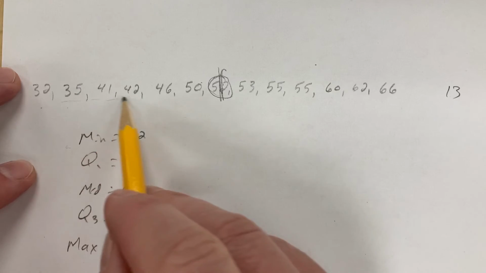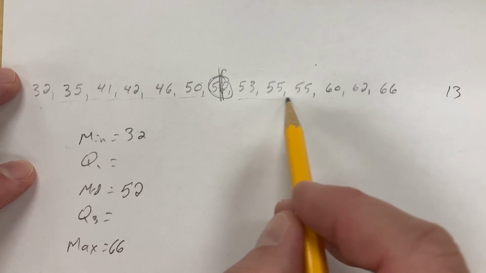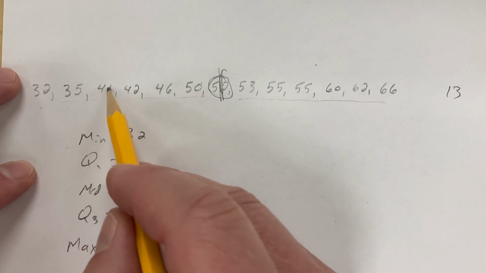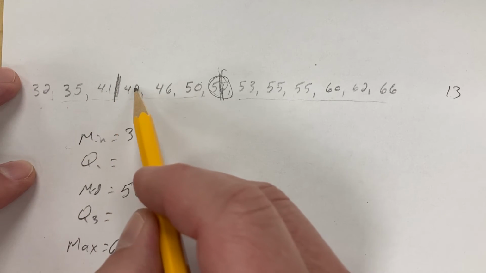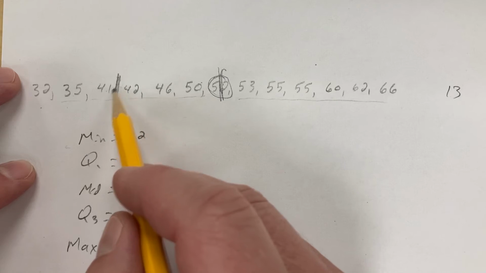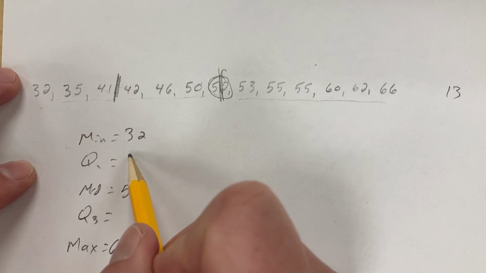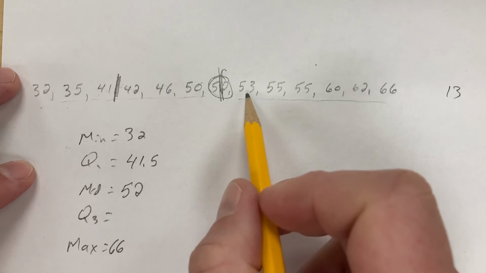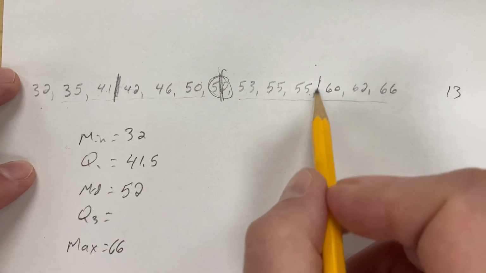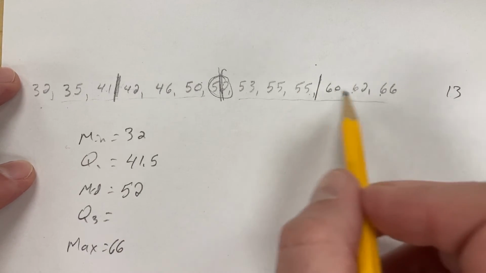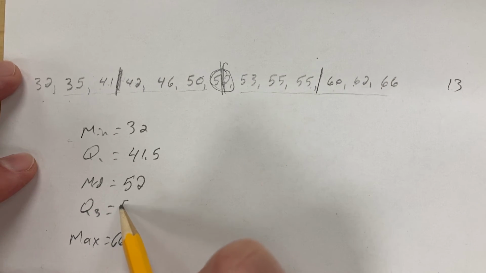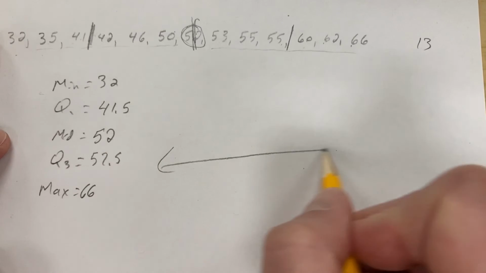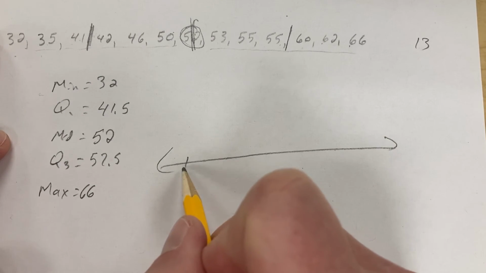We're looking at these 6 numbers as the bottom, these 6 numbers as the top. In these 6 numbers, I'm going to go 1, 2, 3. 1, 2, 3. Go right there in between these two, 41, 42. That would be 41 and a half. That's our Q1. And then 1, 2, 3. 1, 2, 3. Halfway here between 55 and 60. That's 57.5.